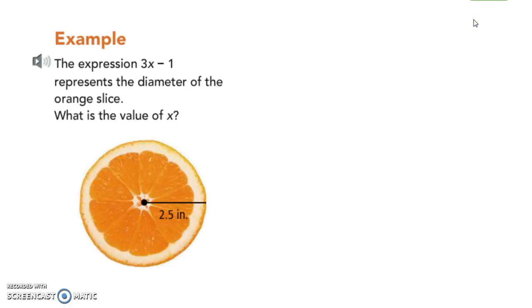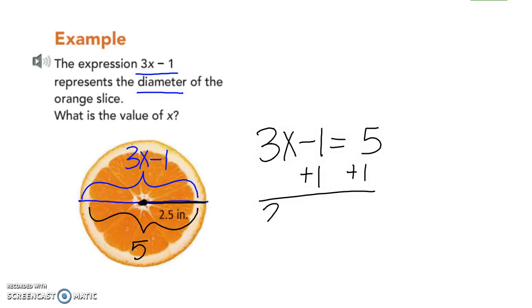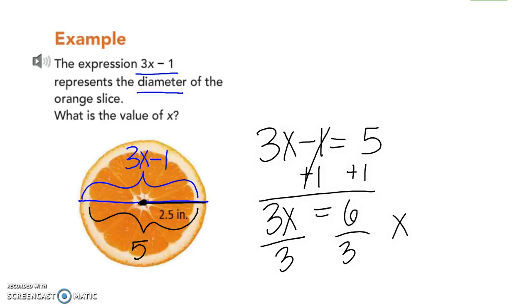We can also set up and solve equations using that relationship between the radius and diameter. So we see here on this orange slice that it says 3x minus 1 represents the diameter. So the diameter would be going all the way across the orange slice, and that is 3x minus 1. Now down here they told us that 2.5 is the radius, but I want to know what that would be for the diameter. So I'd multiply it times 2. The diameter would be 5. From there I can write the equation 3x minus 1, the diameter, equals 5, the diameter. And then I just solve it like a two-step equation. Okay? And I would get x equals 2.